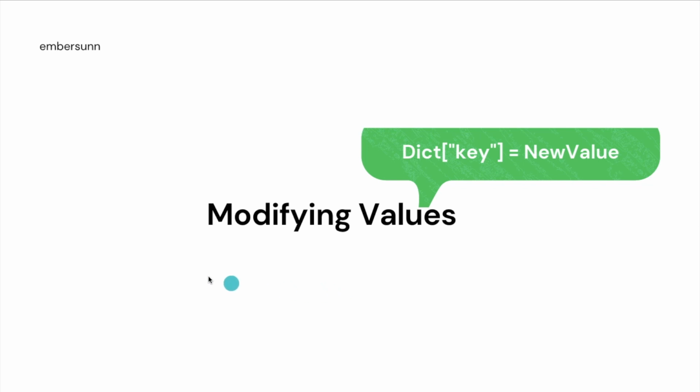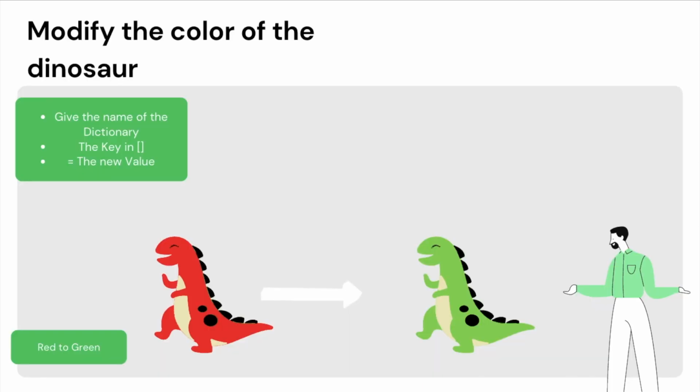Let's talk about modifying values within a dictionary. The comment bubble is an example of how you can modify a dictionary initially. Let's do an example code. In this example, we're going to modify the color of a dinosaur. To the left, you'll see 3 key bullet points that are going to tell us how exactly to do this.